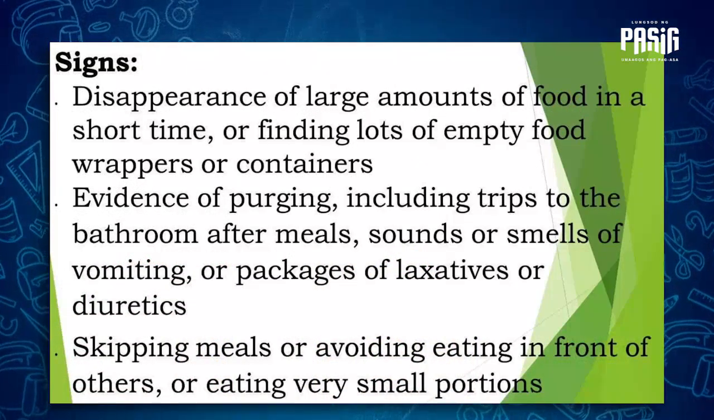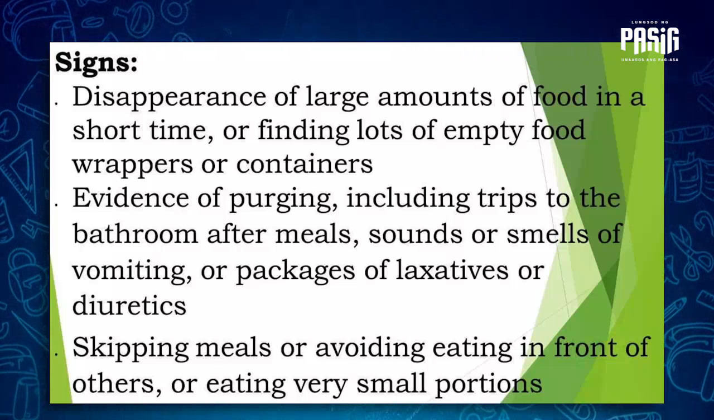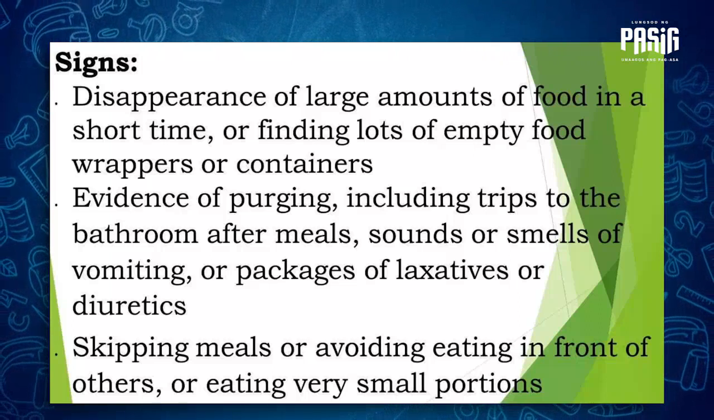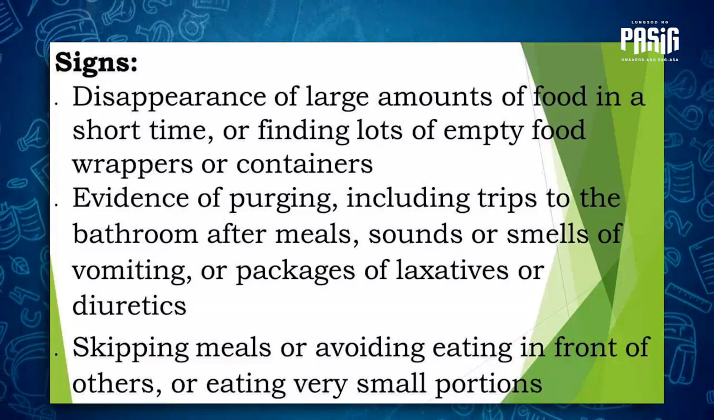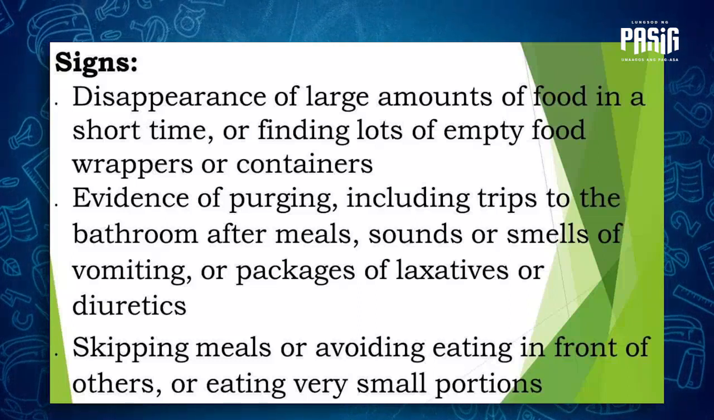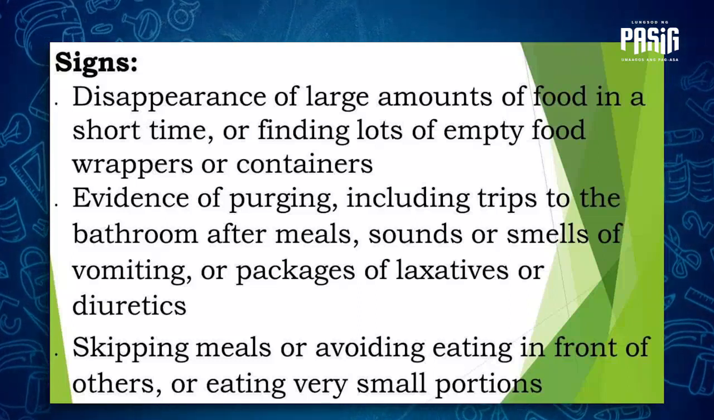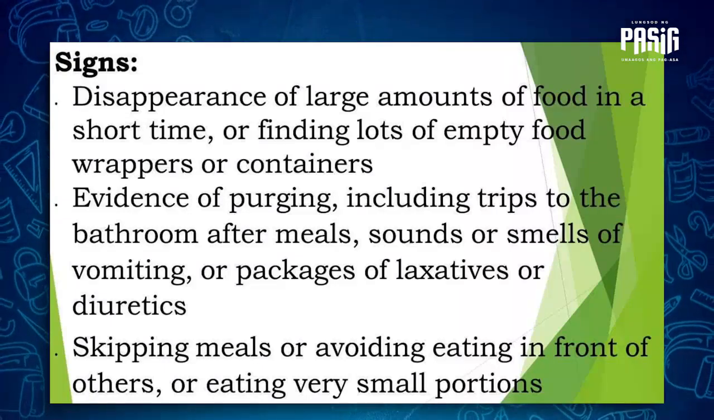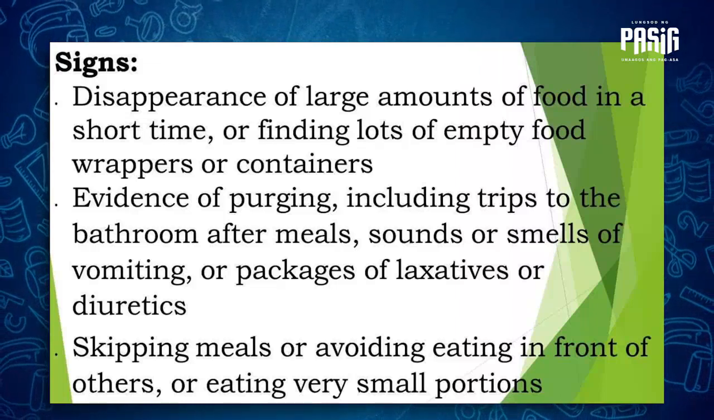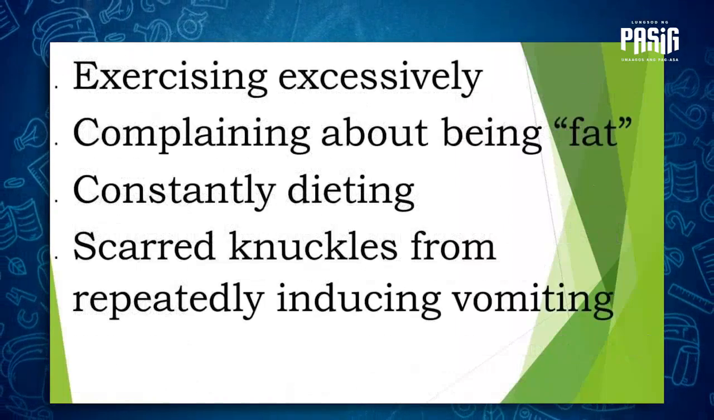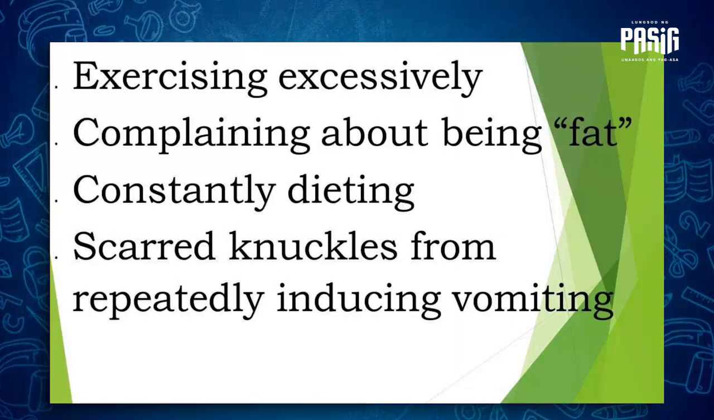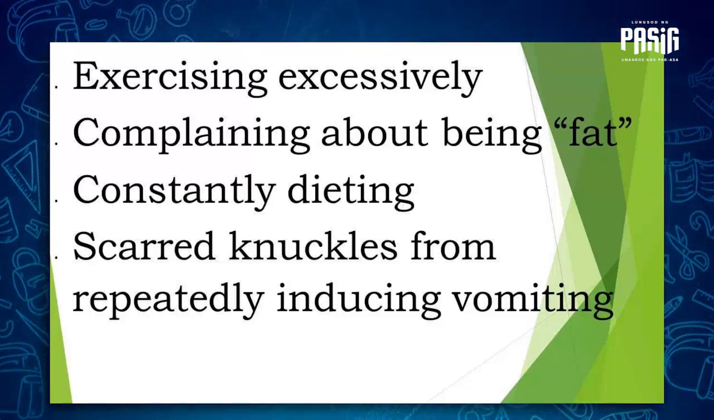Disappearance of large amounts of food in a short time, or finding lots of empty food wrappers or containers. Evidence of purging including trips to the bathroom after meals, sounds or smell of vomiting or packages of laxatives or diuretics, skipping meals or avoiding eating in front of others, or eating very small portions. In addition, exercising excessively, complaining about being fat, constantly dieting, scarred knuckles from repeatedly inducing vomiting.